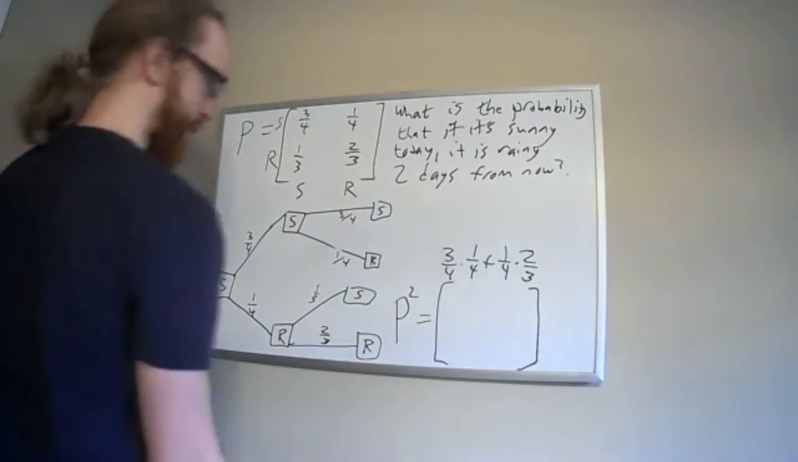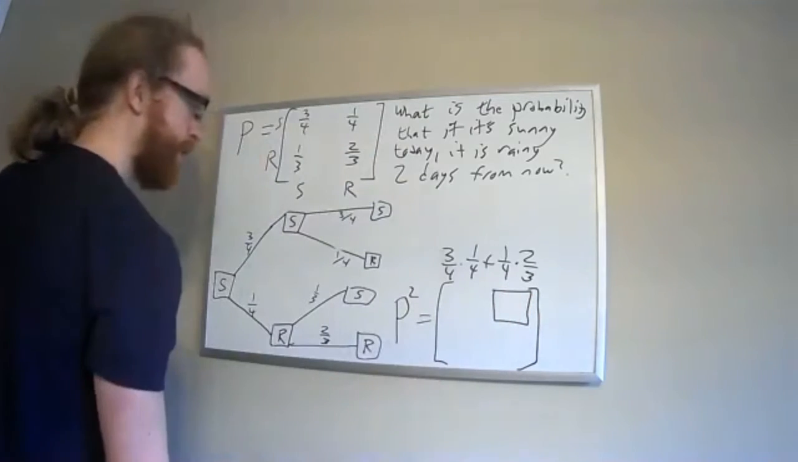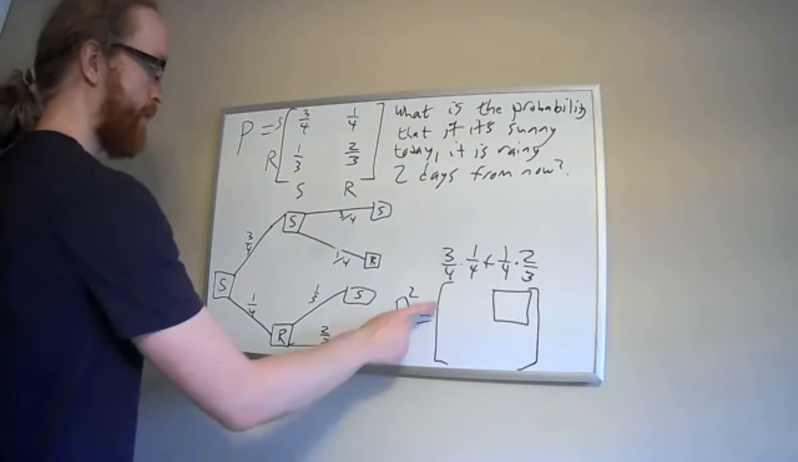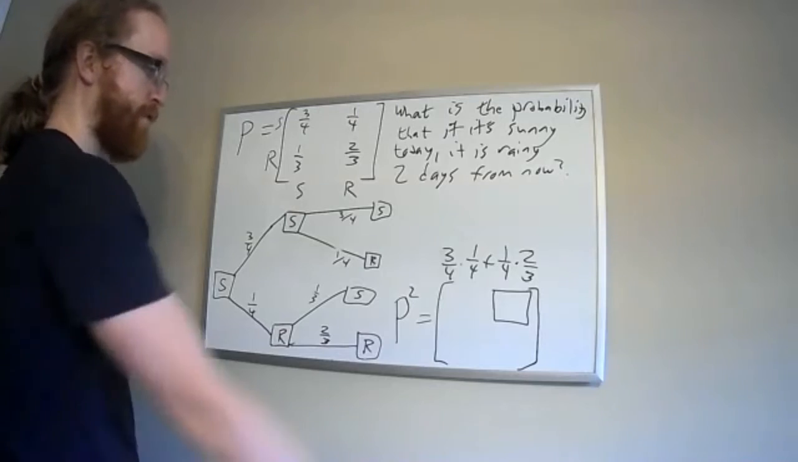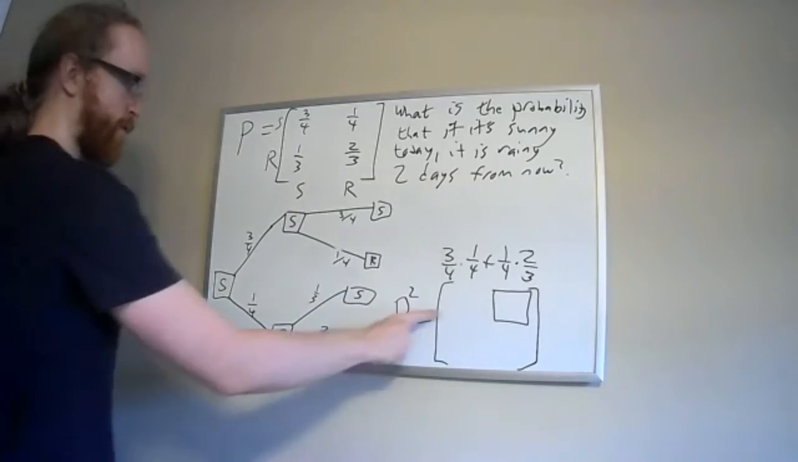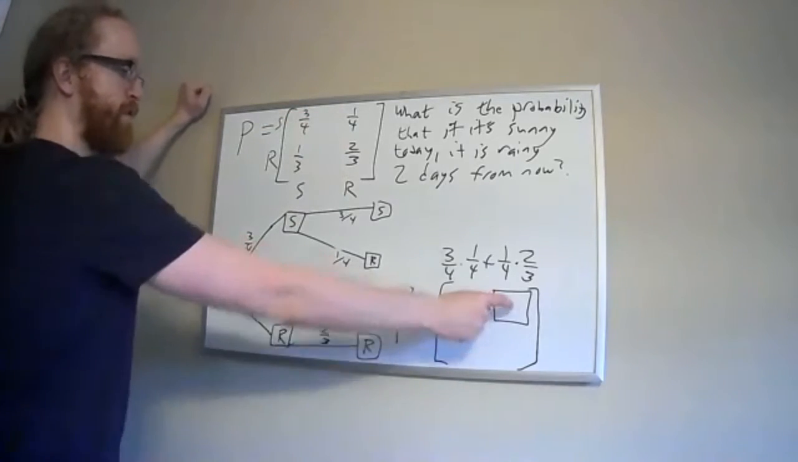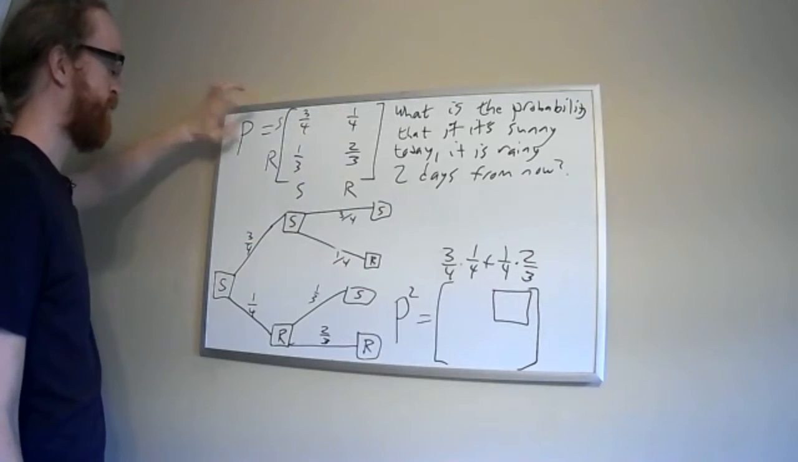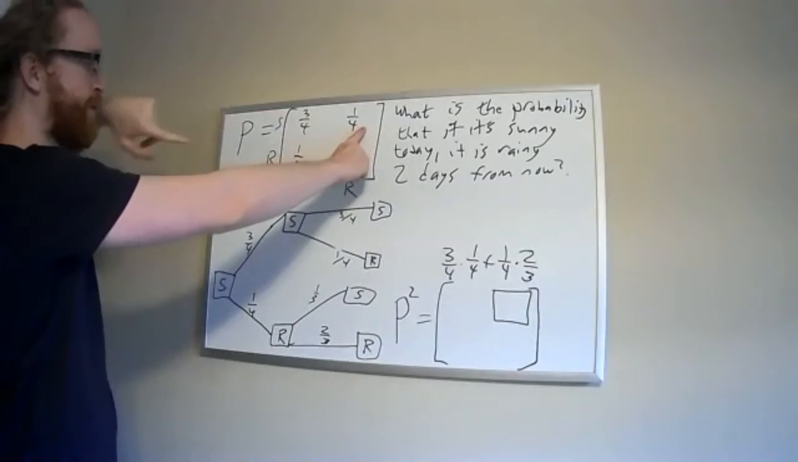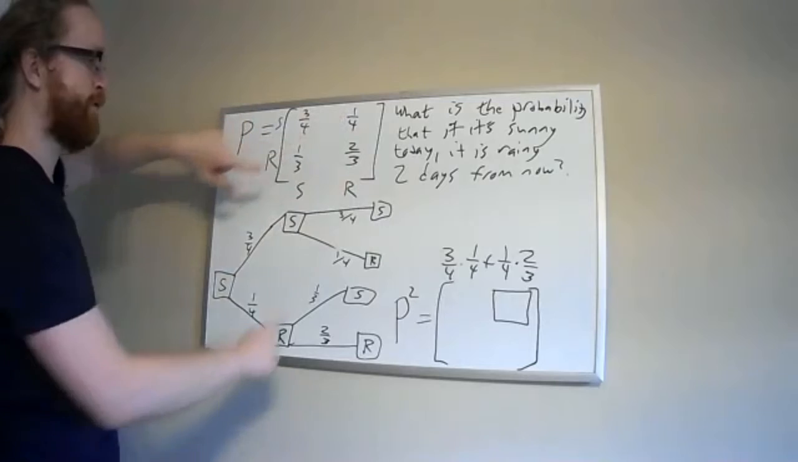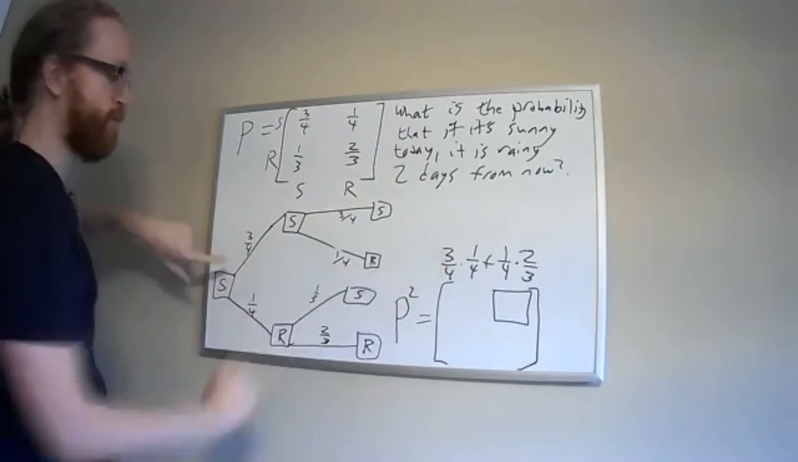And to find, very suggestively again, let's find this entry in the first row, second column of P squared. What would I have to do to find this entry in particular? Well, that's first row, second column. So I should take the first row of P and multiply by the second column of P to find this entry. So what happens when I do that? What's the first row of P times the second column of P? Well, I'm going to take 3/4 times 1/4 plus 1/4 times 2/3. And that should sound familiar because that's exactly this that we got from the tree diagram.